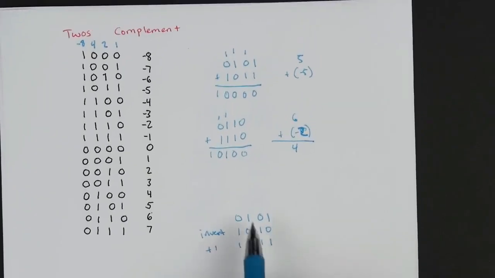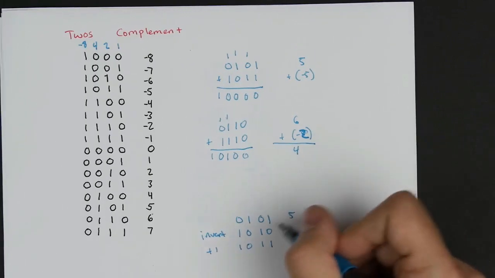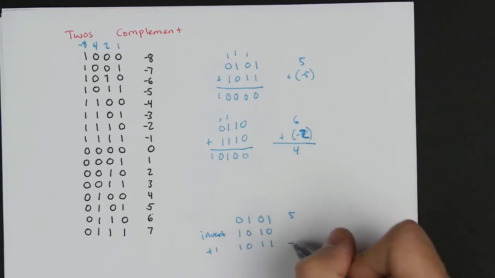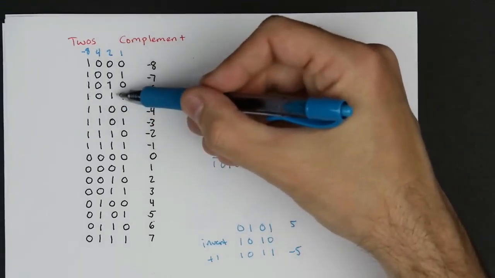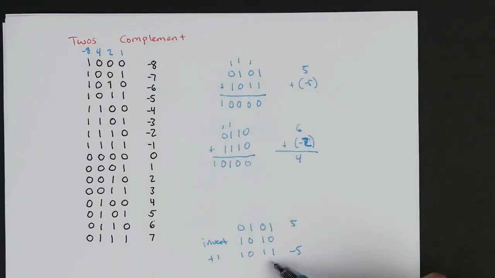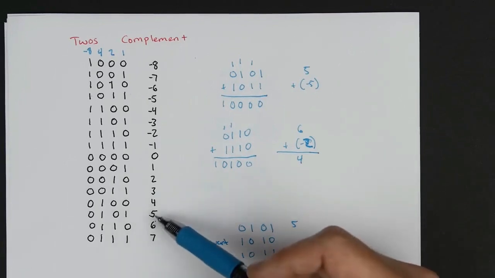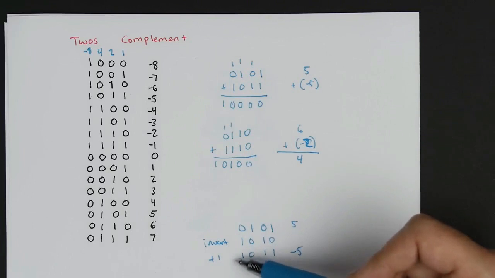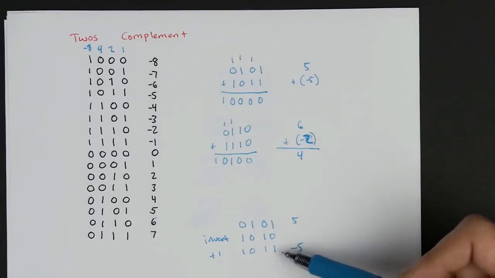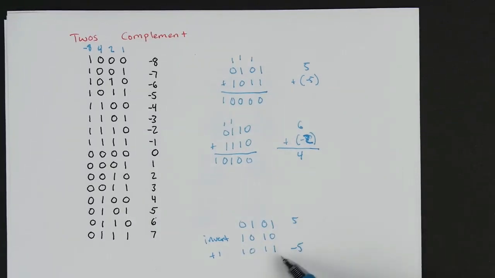So this is 5, then we invert it, and then we add 1, and that gets us to -5. And you can see -5 is 1, 0, 1, 1. So it's a little bit more work to go from a positive number to its negative, because you have to invert it and then add 1. But what you'll see in the next video, when we build a circuit that can add and subtract, is that it's actually not too hard to build this in hardware.